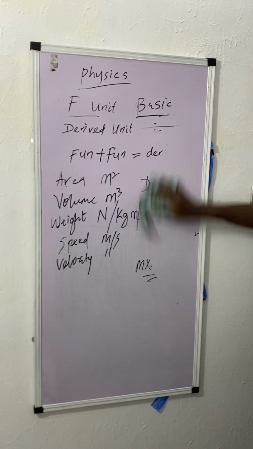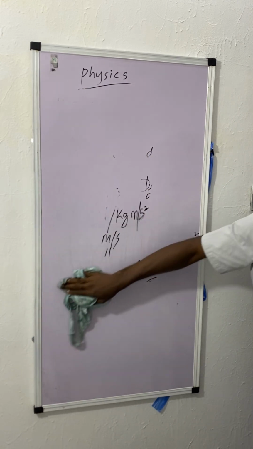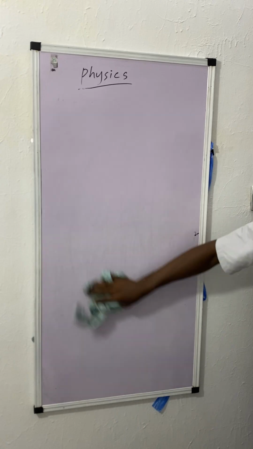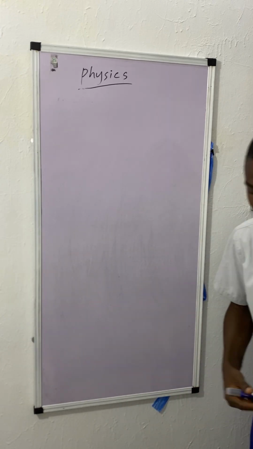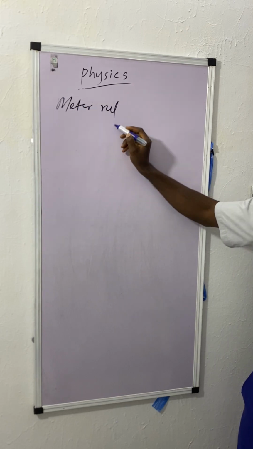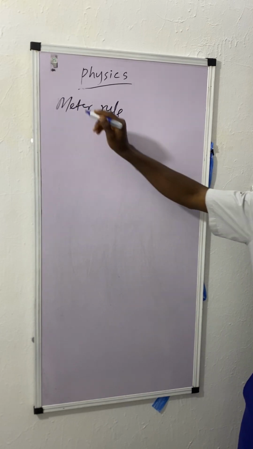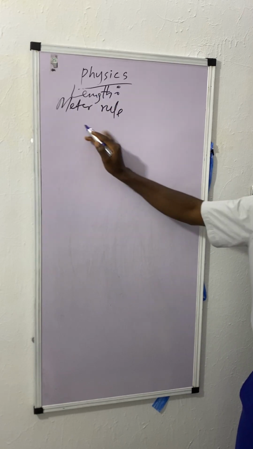What are measuring instruments? They are instruments or equipment used in measurement. We use them to measure quantities. All right, since we are dealing with physics, what are we measuring? We are measuring physical quantities. All right, so the first one here is meter rule. Measuring of what? Length. Let's just put it length. All right, measuring length, we can use meter rule.